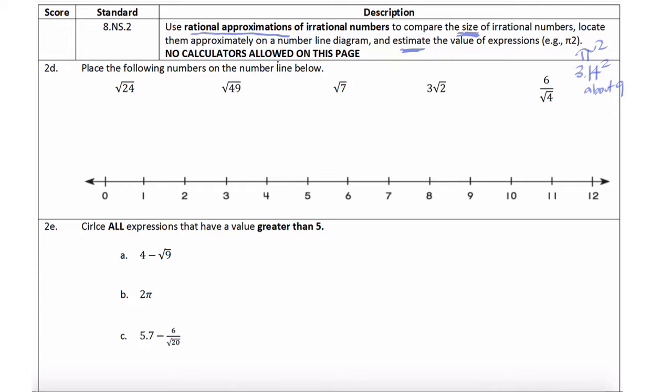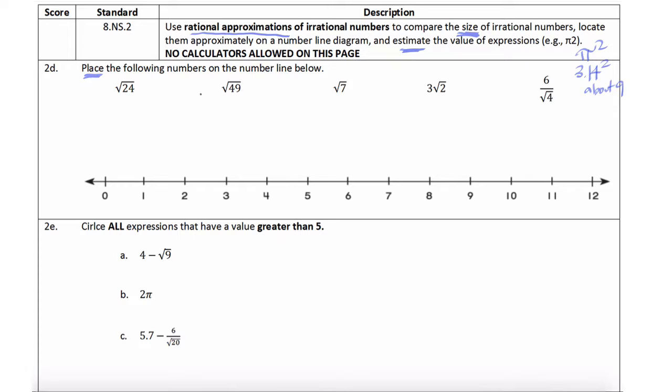So it says no calculators allowed. It's because we're using estimation strategies, and also because you need to be able to know how to estimate a square root that is not a whole number by using some strategies we're going to talk about. So first of all, we're going to place these numbers on the number line. The number line we see here goes from 0 to 12, so that tells us none of these should have a value less than 0 or greater than 12.